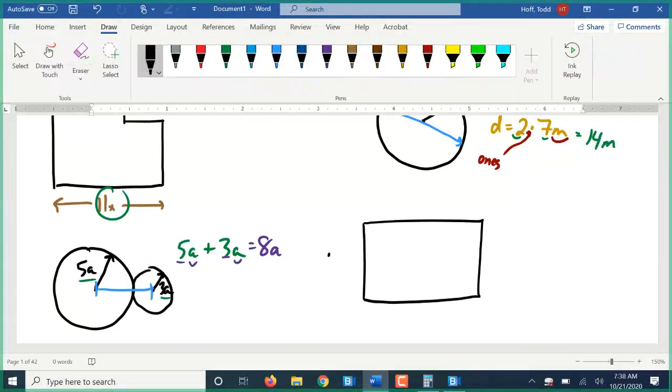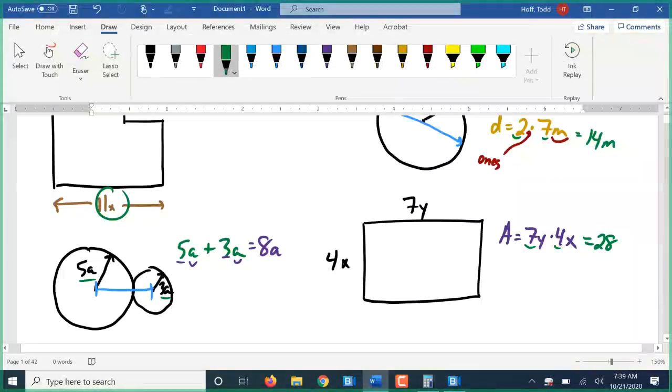I might have something like this that is 4x by 7y. If I want to find the area of that, remember, area is length times width, 7y times 4x. Well, I'm going to combine my counts. 7 times 4 is 28. Then I also combine the names. Y times x could be thought of as yx or xy.